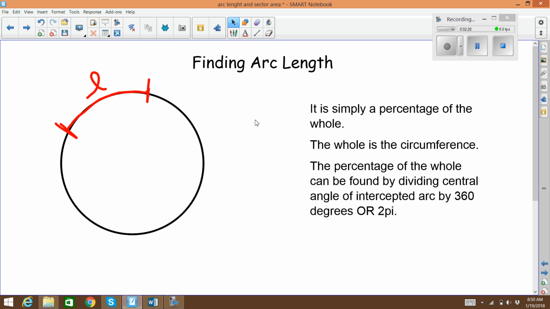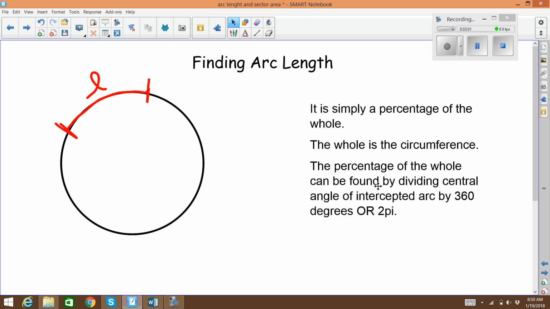There are formulas for finding these things, and I loathe formulas, because if you don't remember the formula, or you don't remember it correctly, then you're in trouble. So I think it's very logical to just think about what percent of the circumference you have traveled. It's simply a percentage of the whole. And the whole, compared to arc length, is our circumference.